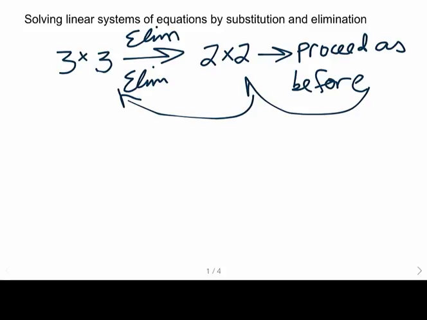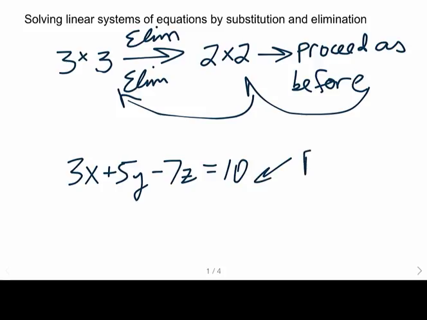We'll see how this works. First, an example of an equation in 3 variables. You might see something like 3x plus 5y minus 7z is equal to 10. Okay, so this is our linear equation in 3 variables, and what it represents is a plane in space.